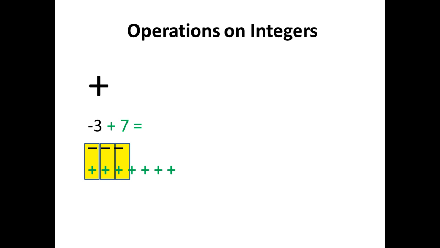And as you know, each negative plus each positive will give us 0. So then we can just ignore them. They just disappear, leaving us with 4 positive. So what do you think is the answer for -3 plus 7? You're right, it is +4.